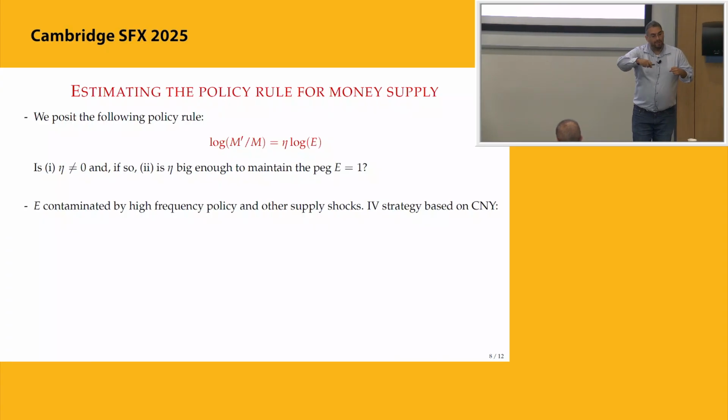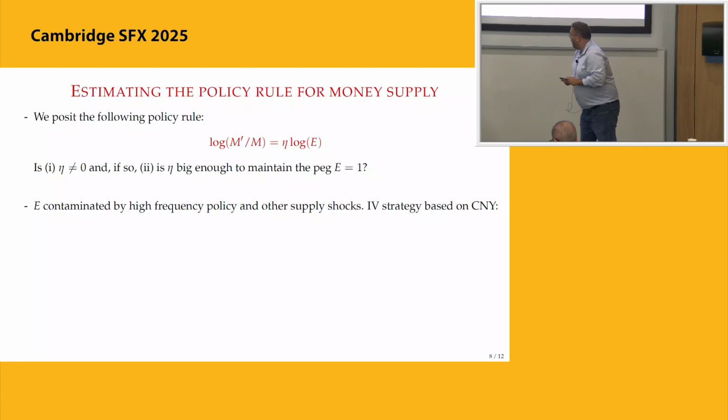So if we see a deviation from parity, they print more money. So I want to estimate a sort of policy rule for the exchange rate. Okay? So we have a change in M, for money supply, in response to a deviation from parity, E.